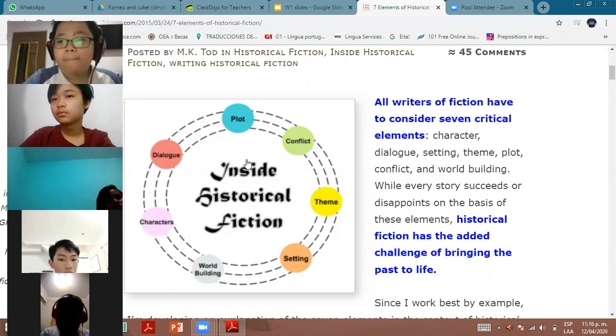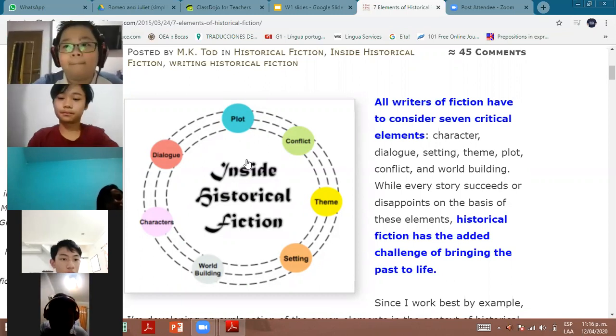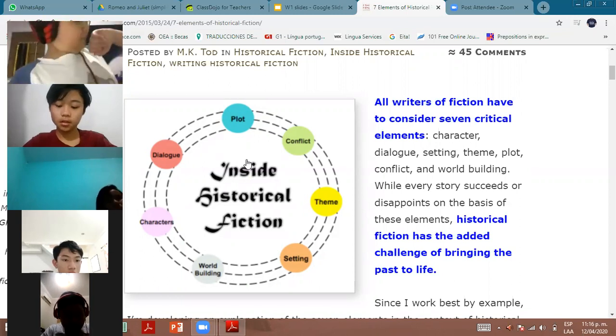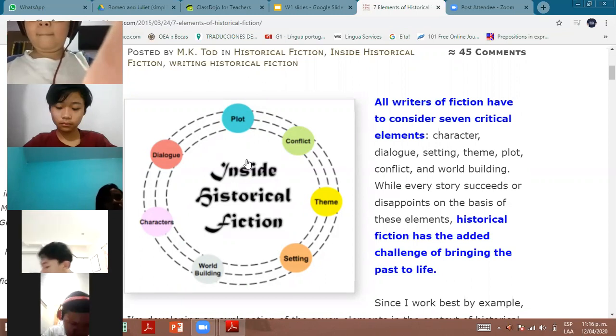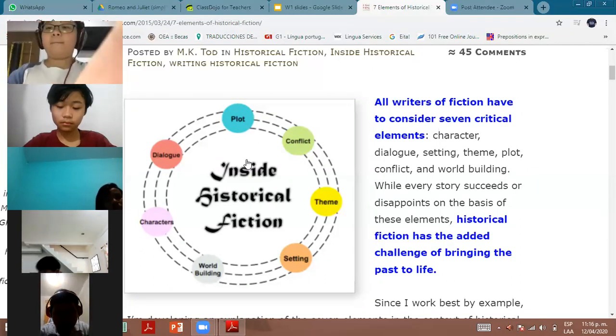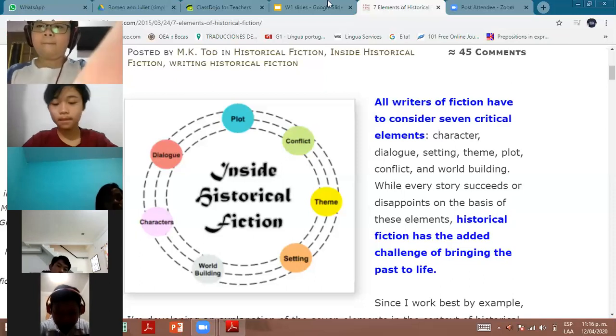I chose dialogue. Okay, that one was missing. What is the dialogue? Dialogue is like text where characters are talking. Exactly, yes. Those are the different conversations that the characters are having.